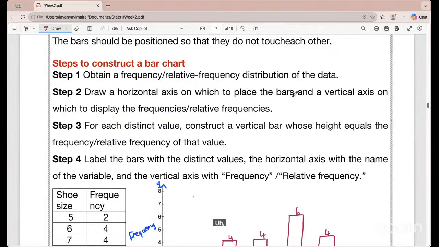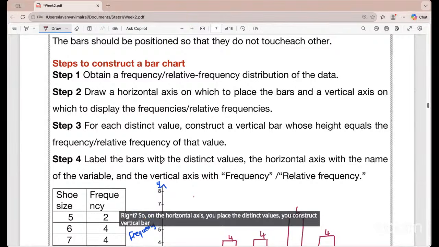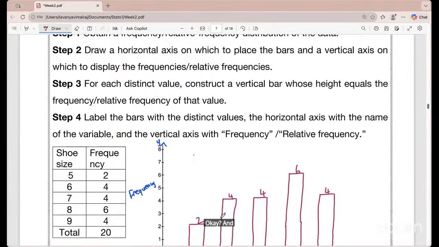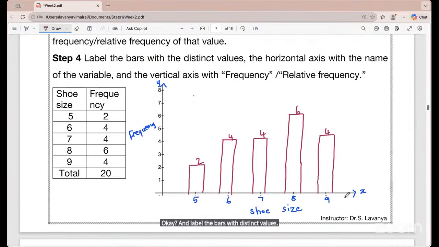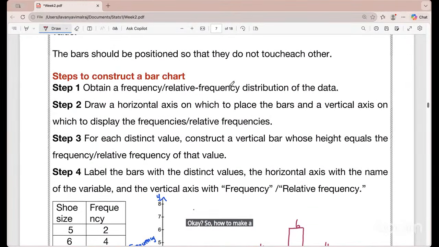So you draw horizontal axis and vertical axis, right? So on the horizontal axis, you place the distinct values. You construct vertical bars whose height equals the frequency or relative frequency, okay? And label the bars with distinct values, okay? And the horizontal axis with the name of the variable, okay? So this is the name of the variable, and the vertical axis with frequency, okay? So how to make a bar chart, is it clear for everyone?